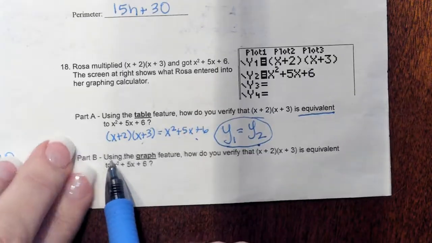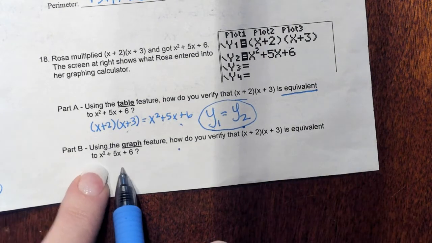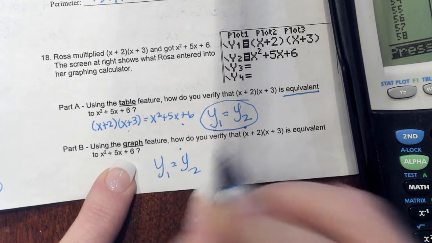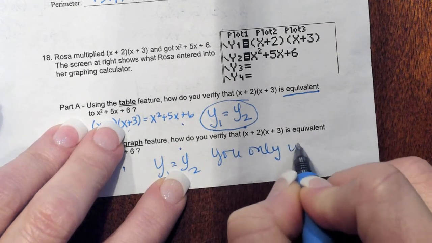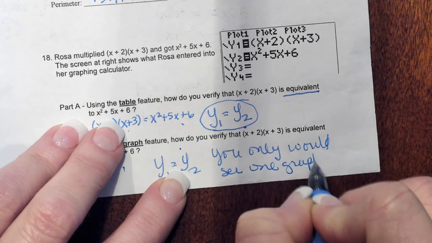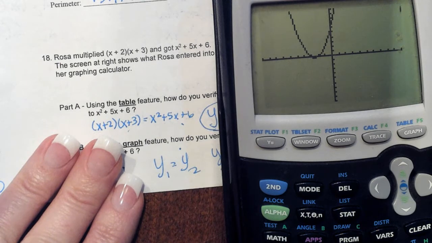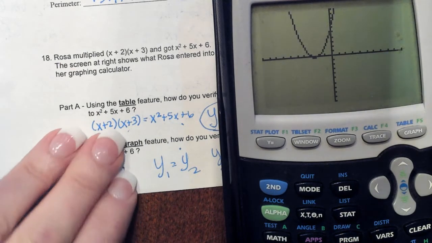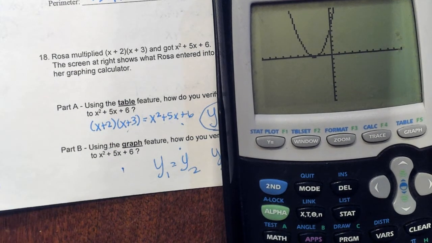Alright, so if we were using the graph feature, how do you verify that the factors are equivalent to this product? So if they're equivalent, again, if y1 is equal to y2, you only would see one graph. So when you go to graph, and this always tells you whenever it's done right over here. So now it's done, you can see we only have one graph, so again it's showing us that the two are equivalent to each other, they're equal.